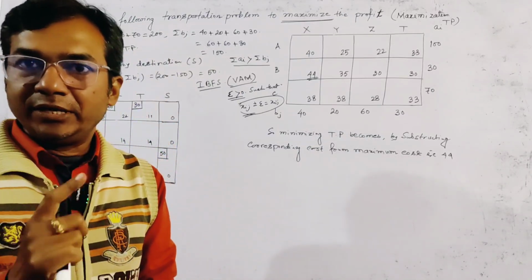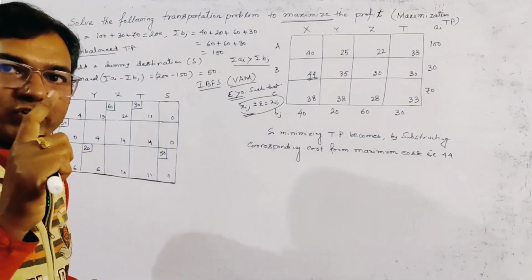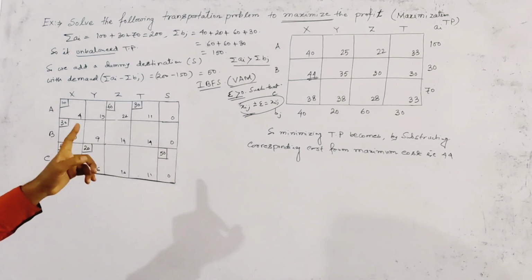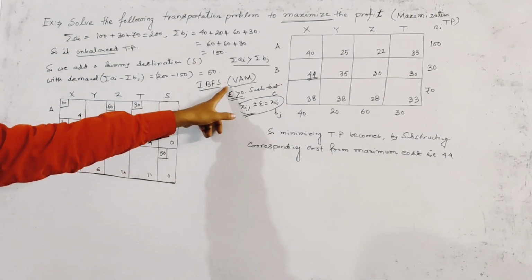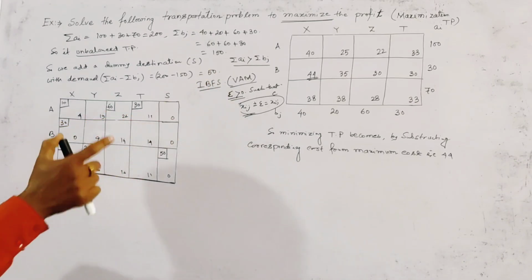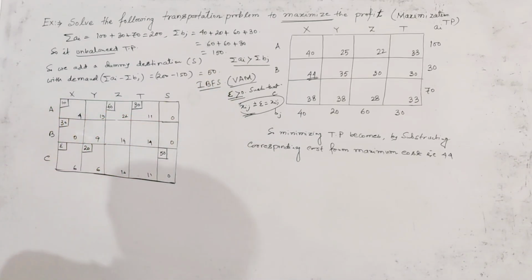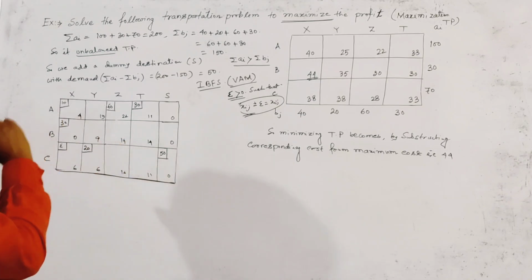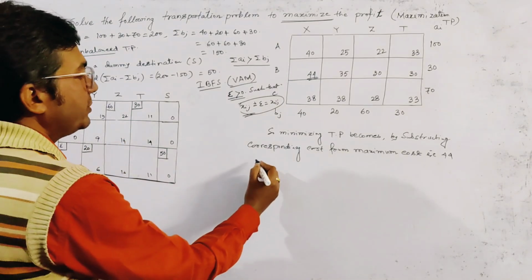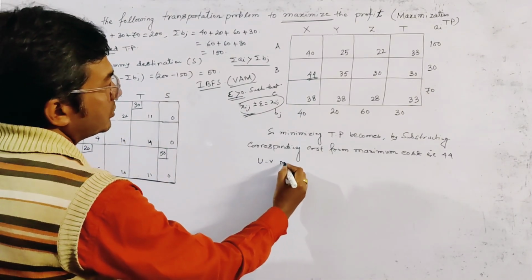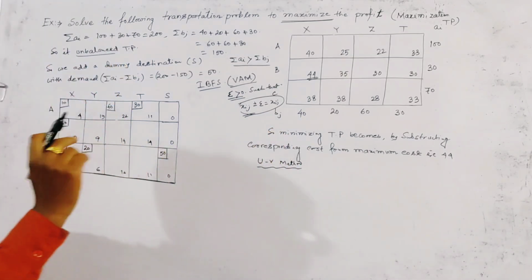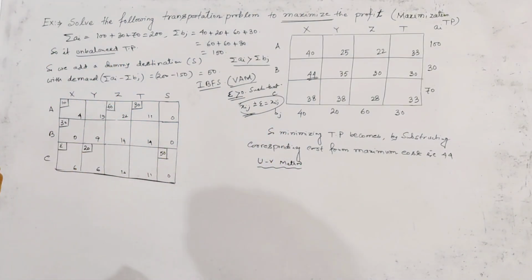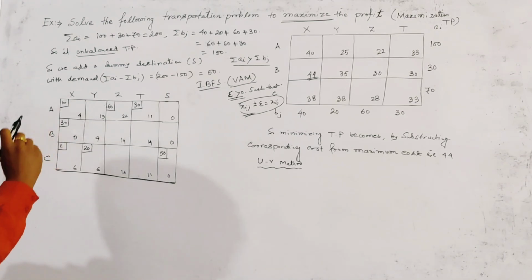This is part B, continuing from part A, where we already found the initial basic feasible solution using the Vogel approximation method. We start from this position. Now, to check the optimality, we use the UV method. Okay, now what is the UV method? To understand the UV method, we will practically show how the method is used here.